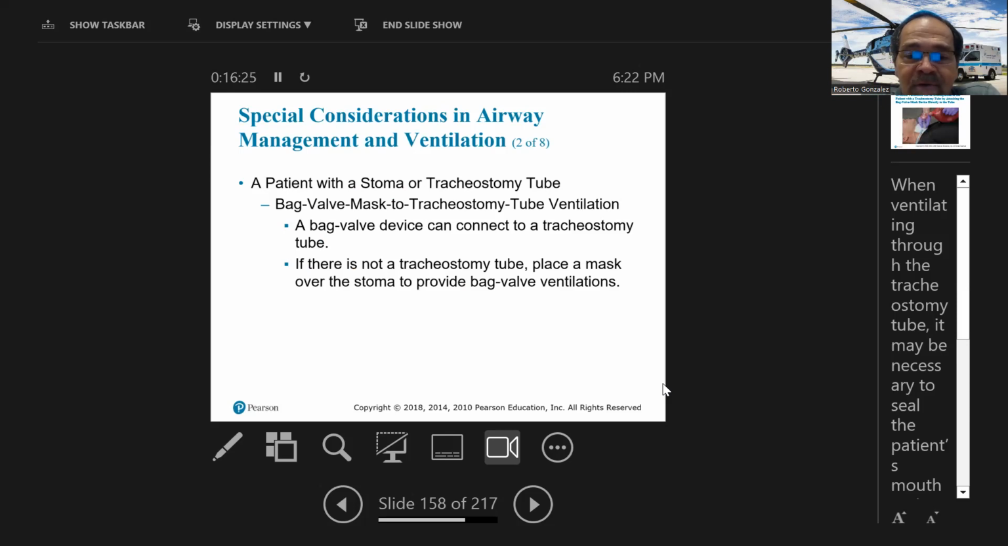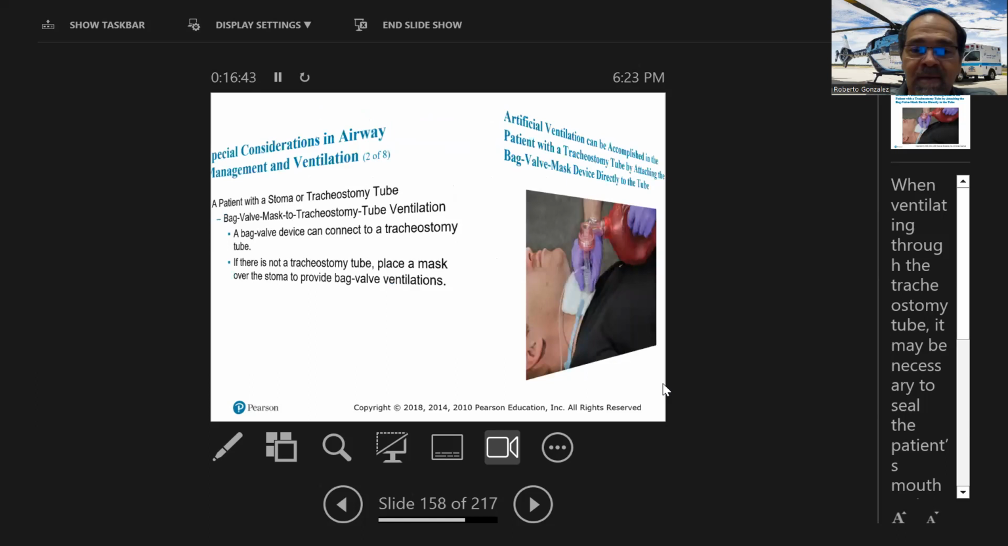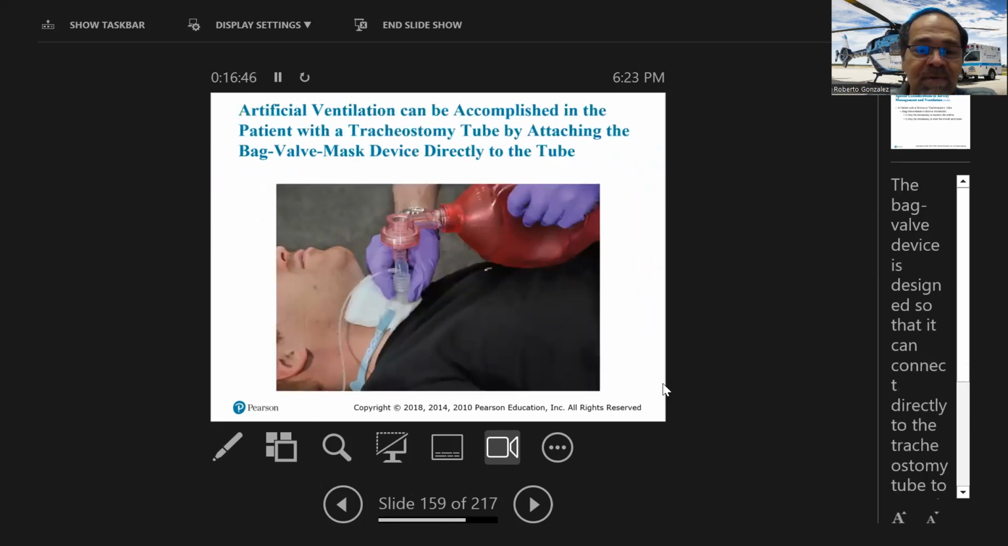If there's not a tracheostomy tube, place a mask over the stoma and provide bag-valve ventilation. So basically, a lot of people, instead of getting a normal size adult face mask, will get the pediatric one. And that one will fit right on top of the stoma itself. And chances are you're probably going to have to suction before. So this is a diagram or a picture of somebody connecting the BVM straight to the stoma itself.